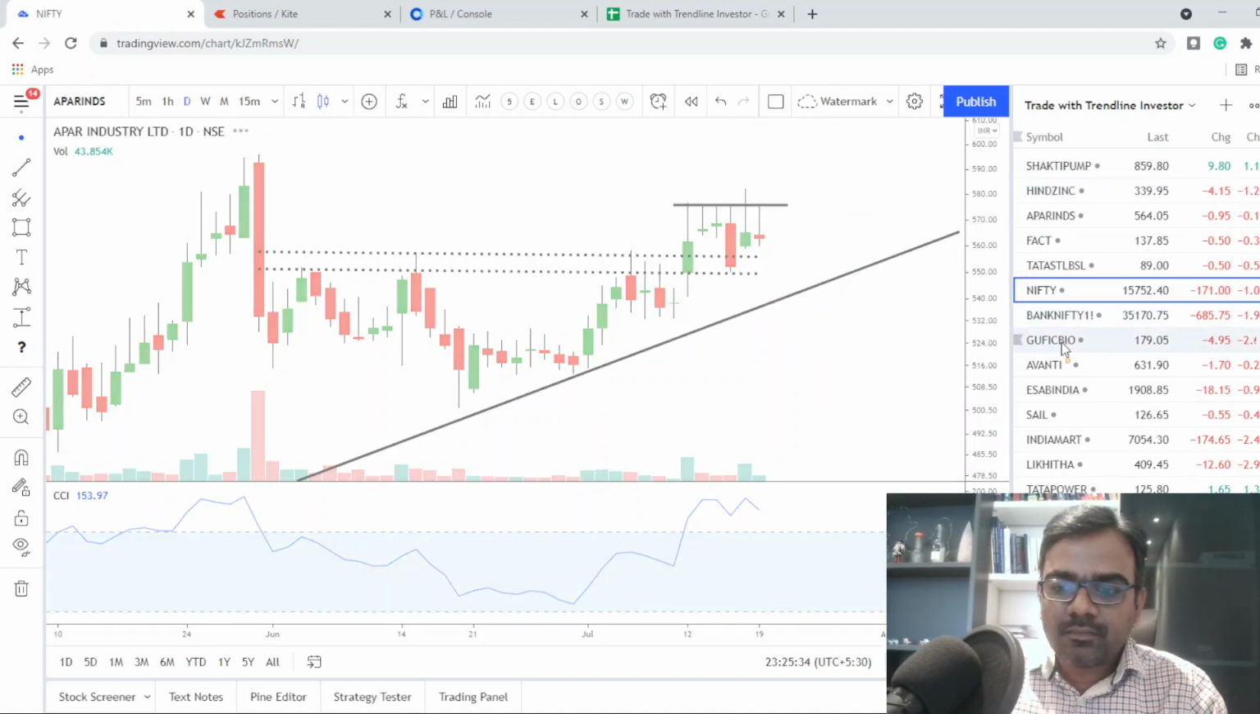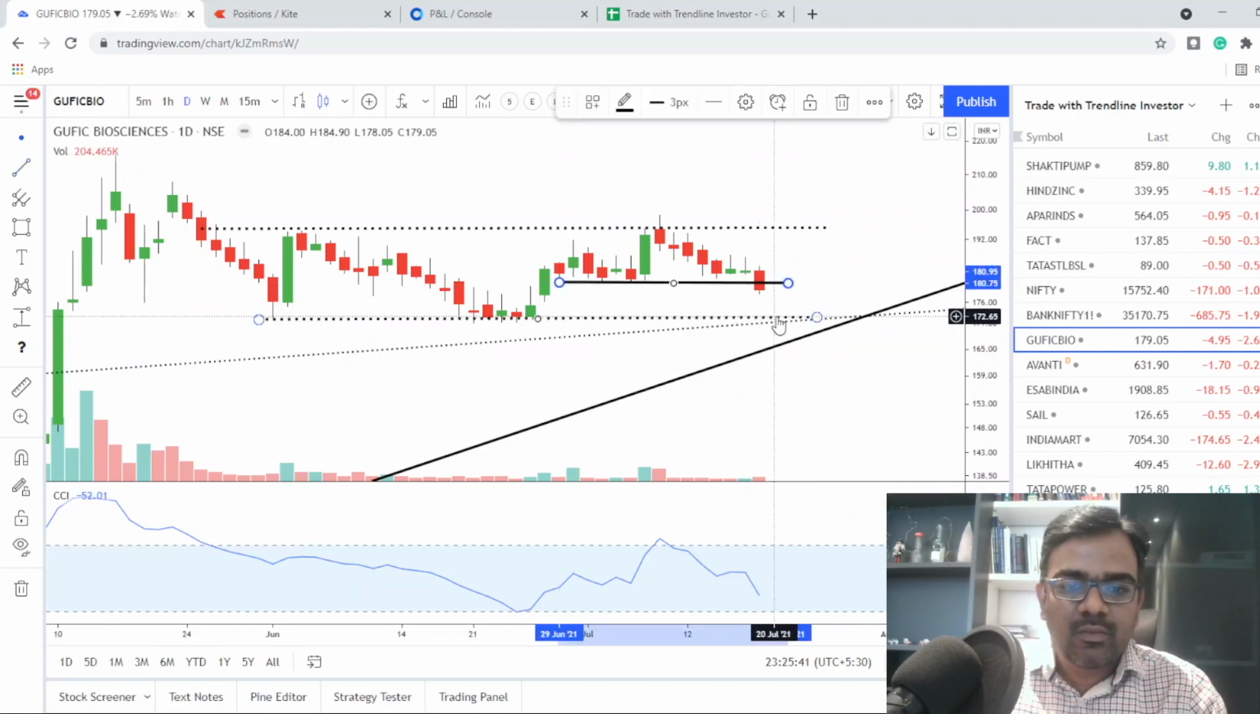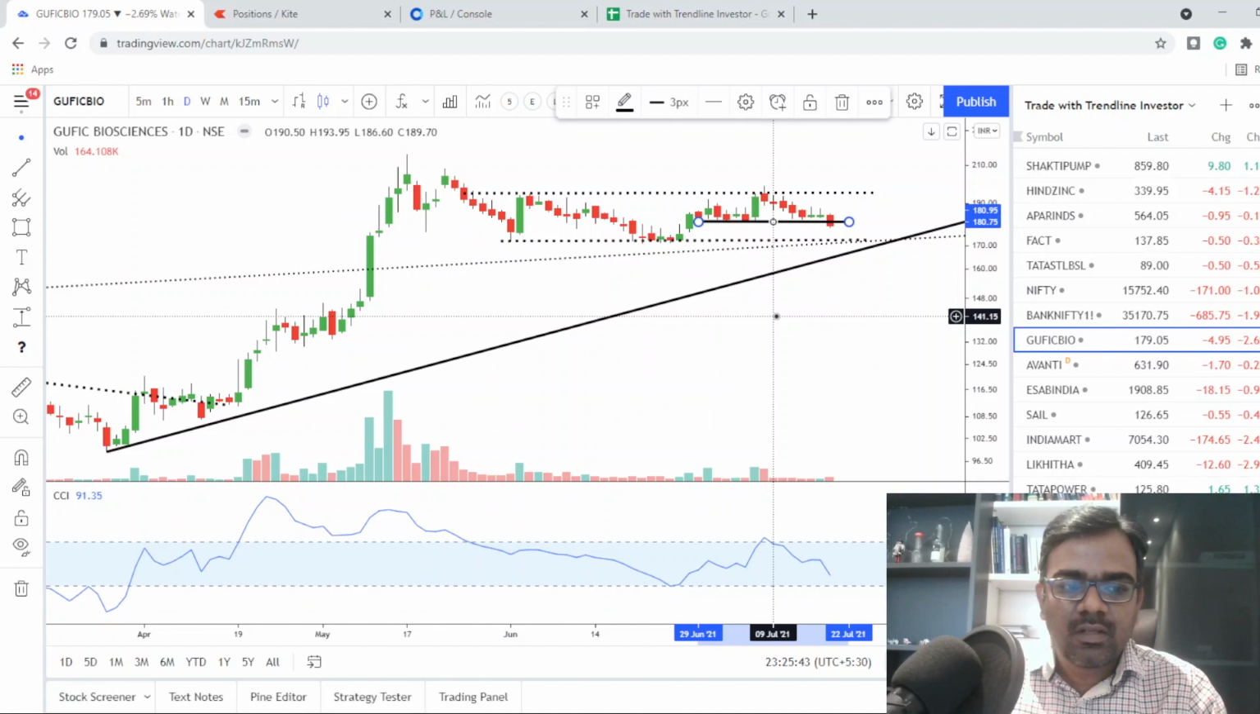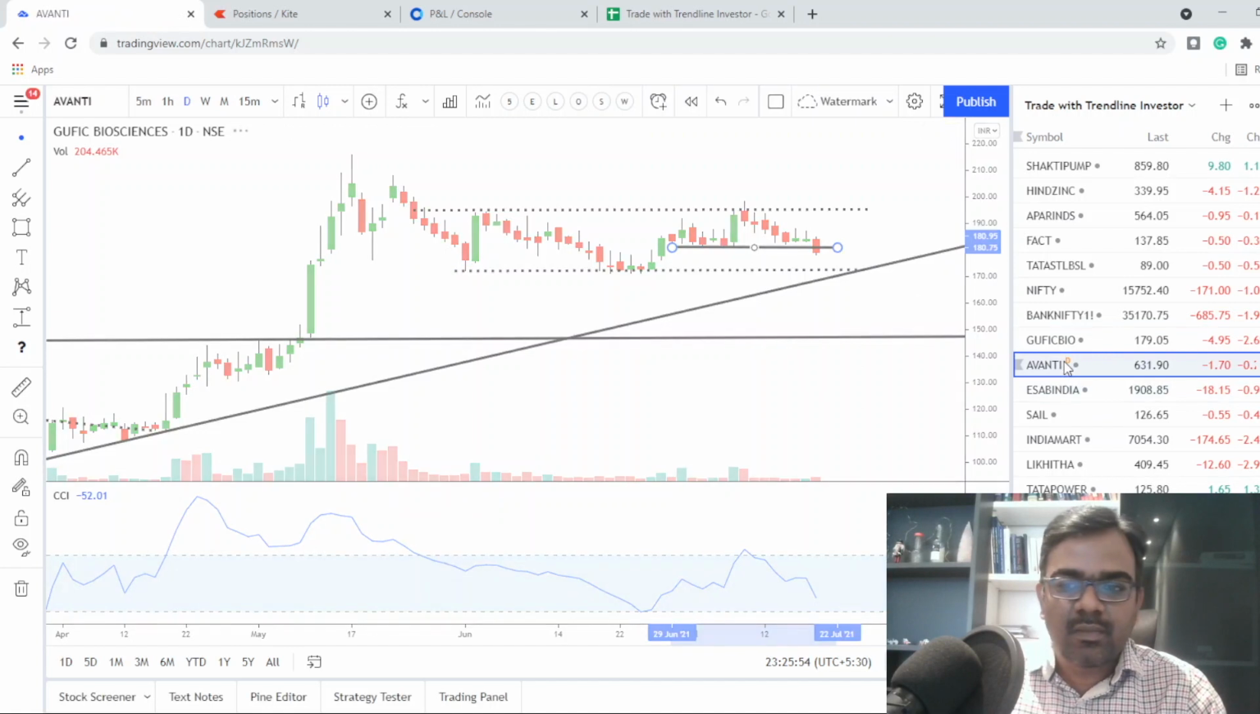Now, just moving into Gufic Bio, as per our plan, we did exit below this point. So probably we're heading towards the lower end of this point around 172. That's why we exited. So if you have a reversal around 171, 172, and if you test this trend line, then we can consider taking a position if we have money.